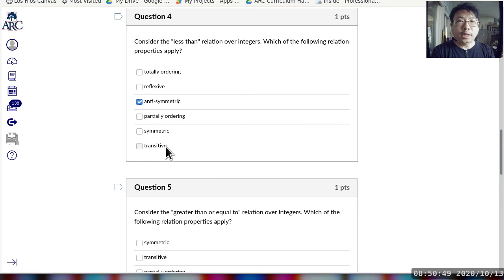Transitive is a yes, okay, because if A is less than B and B is less than C, is A less than C? The answer is yes, it is. So question number 4 has these two particular items checked.